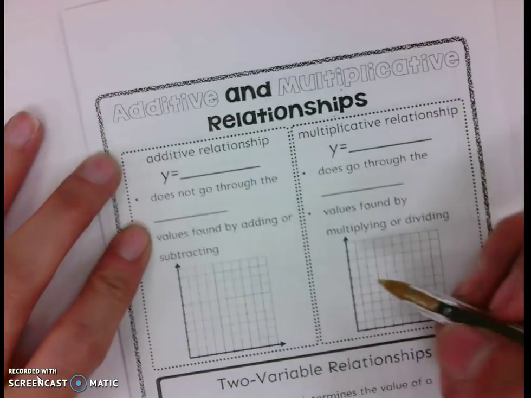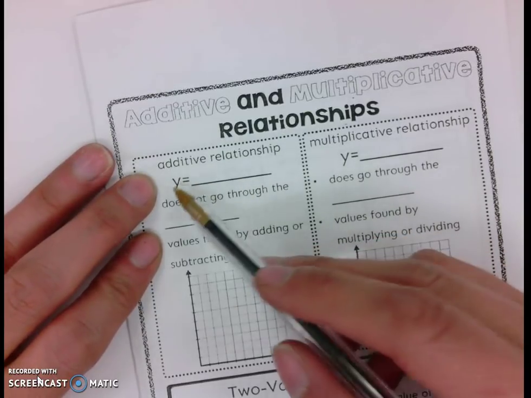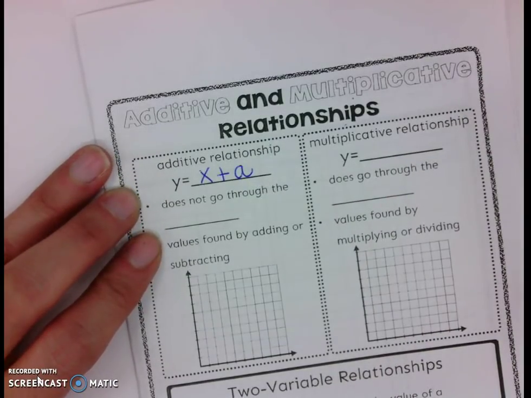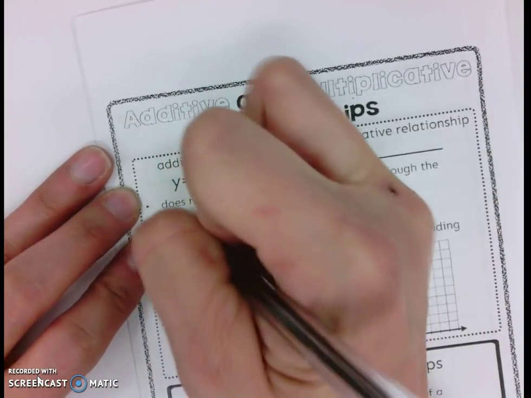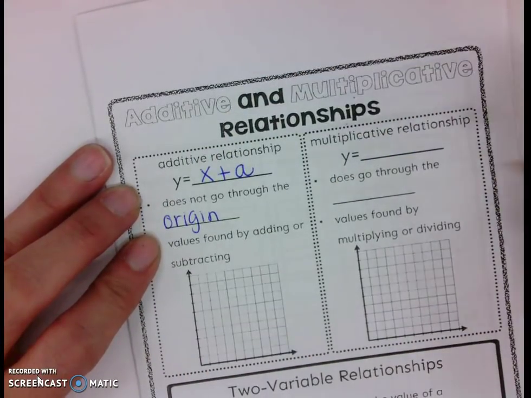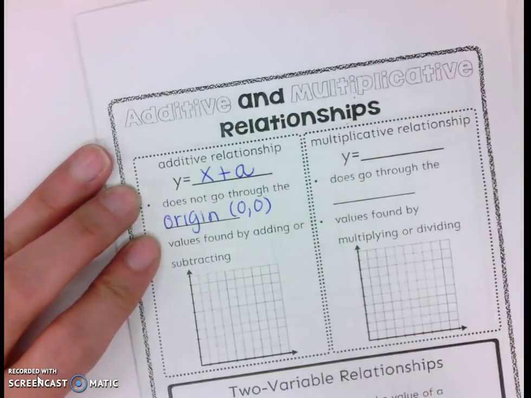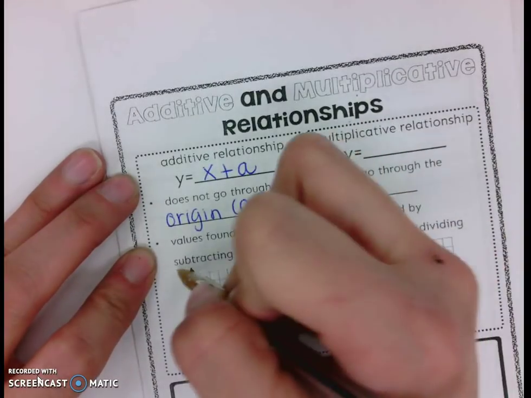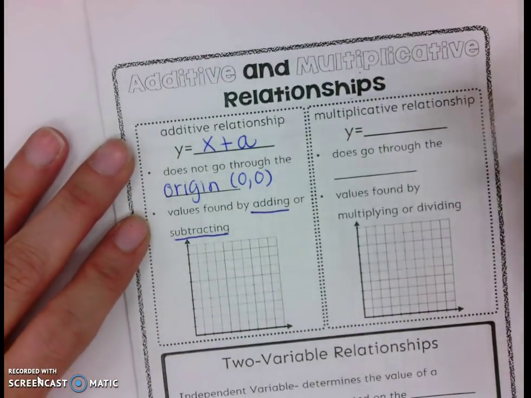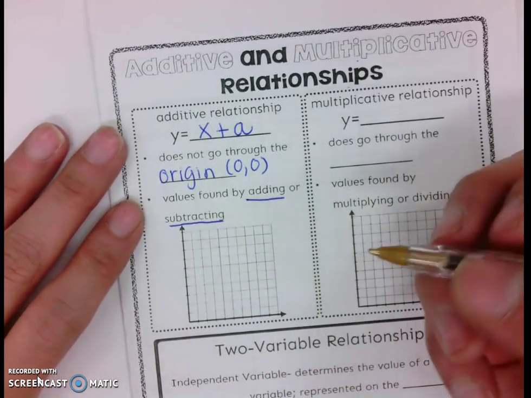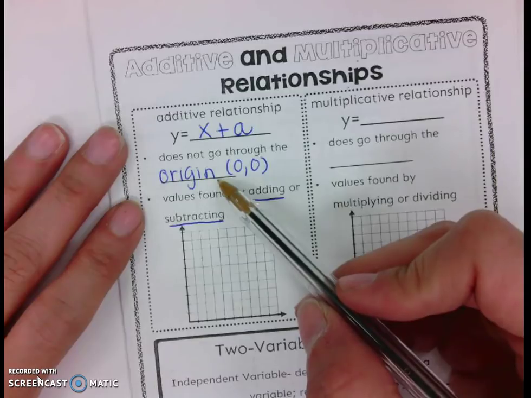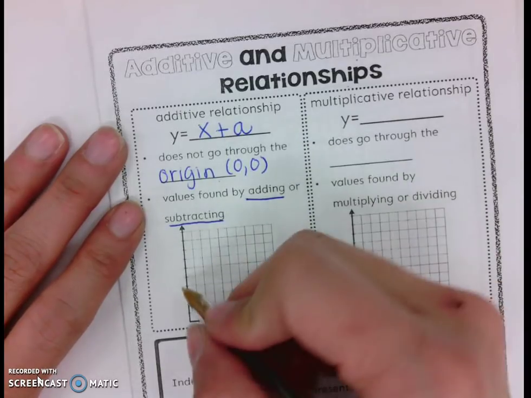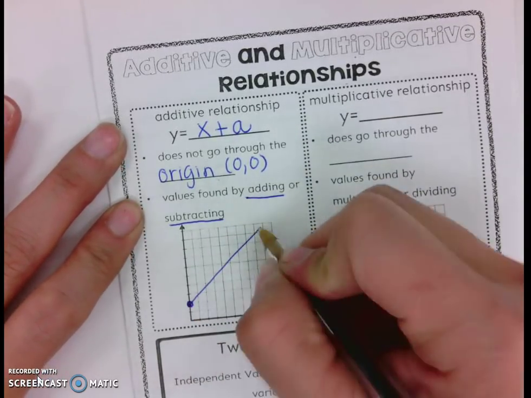So let's review. Remember, additive relationship is y equals x plus a. It does not go through the origin. Now the coordinates for the origin are 0, 0. And you can find the values by adding or subtracting. Okay, so if we were to draw a quick sketch of an additive relationship, we know that it doesn't go through the origin. So it could start anywhere here, but not the origin. So let's say it can start here, and then it's just a straight line.